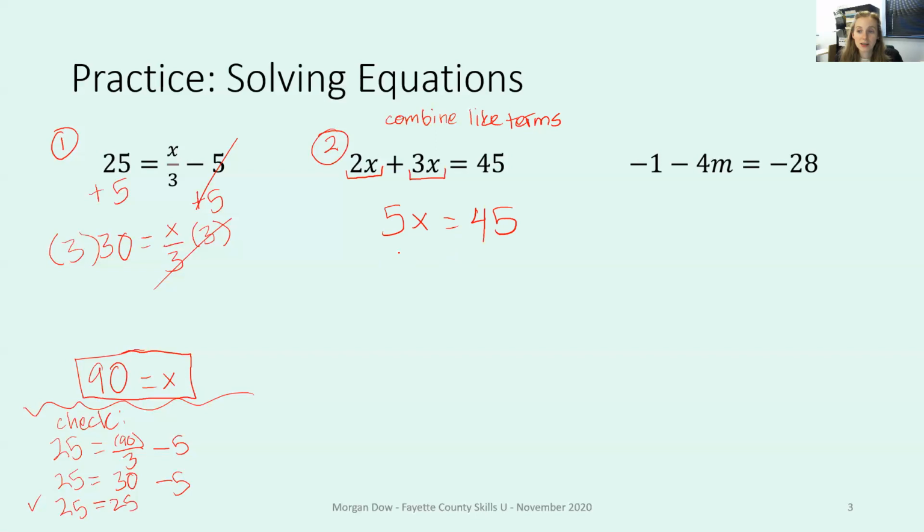Okay, so now this is a one-step equation. All we need to worry about canceling out here is this multiplication by 5. So I'm going to divide both sides by 5. So I'm left with x equals 9. And let's check our work.